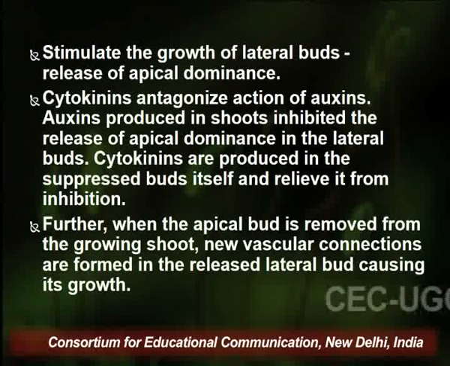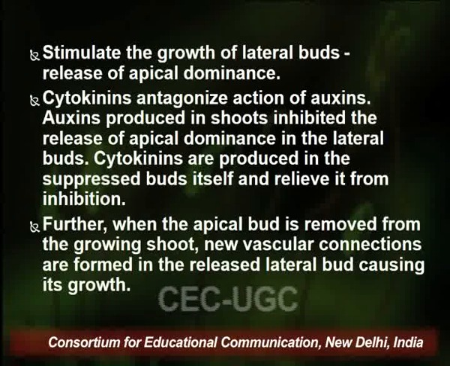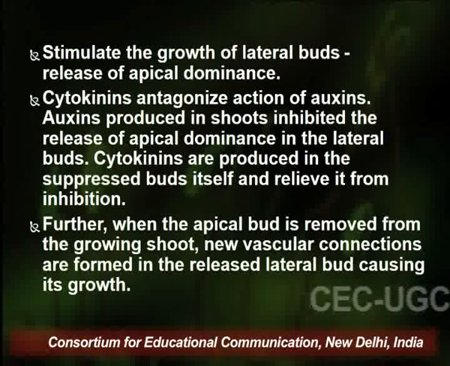Therefore we can say that cytokinins antagonize the actions of auxins. As I discussed, auxins produced in the shoot inhibit the release of apical dominance, that is, they carry on the apical dominance in the lateral buds, so they do not allow the lateral growth of the plant, whereas cytokinins induce the lateral growth, thereby increasing the girth, the width of the plant, and they release the apical dominance, or in simple words, they inhibit the apical dominance.